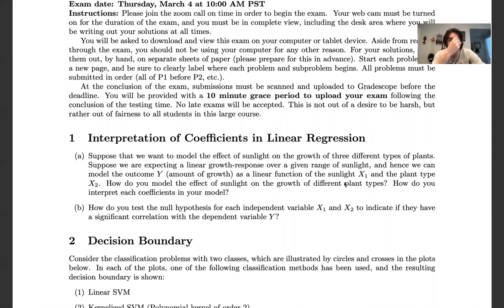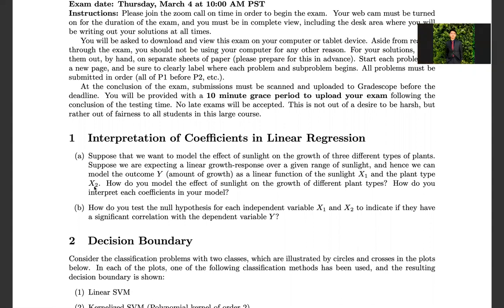A cross term. You may want to do a cross term between your X1 sunlight variable and your X2 plant type variable as well. So again, none of those are necessarily right or wrong, but those would just be factors that, when you're writing out your solution, you may want to speak to for this problem. So any questions on 1A specifically?